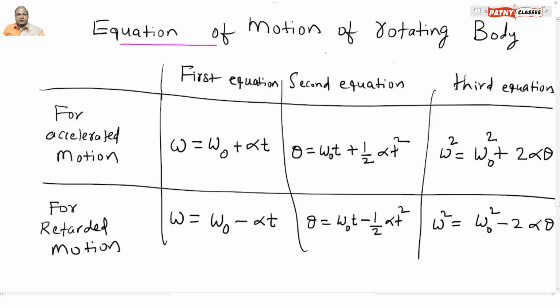So the equations of motion of a rotating body we can classify into two parts, for accelerated motion and for retarded motion. For accelerated motion, the plus symbol is there before alpha, wherever alpha is there. And for retarded motion, there is a minus before alpha, wherever alpha is there; the minus symbol is utilized. So these are the equations of motion of a rotating body.